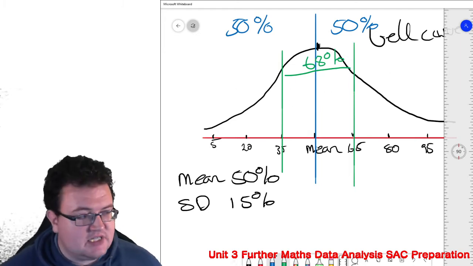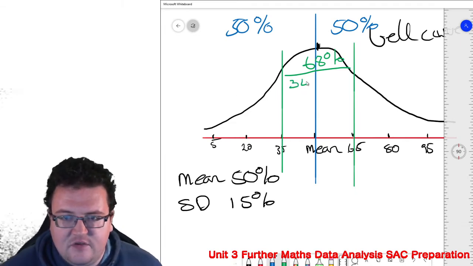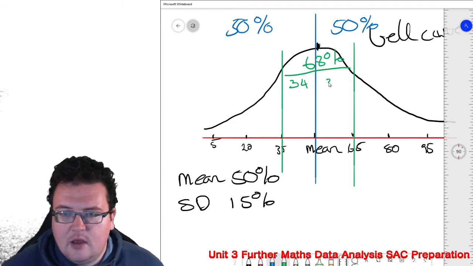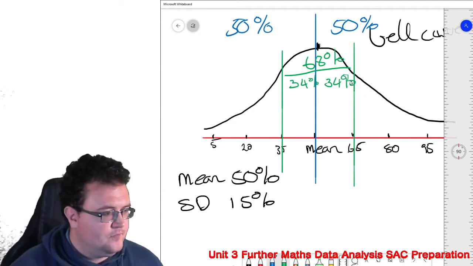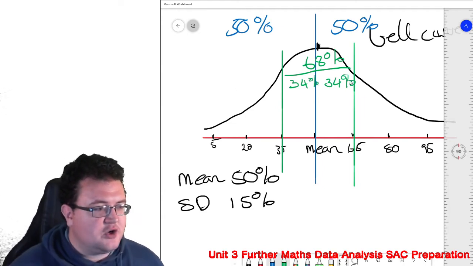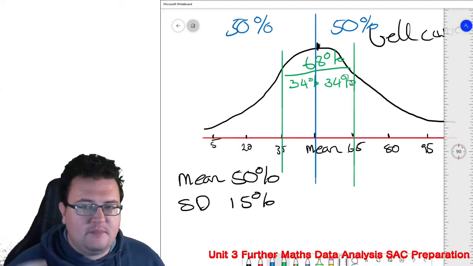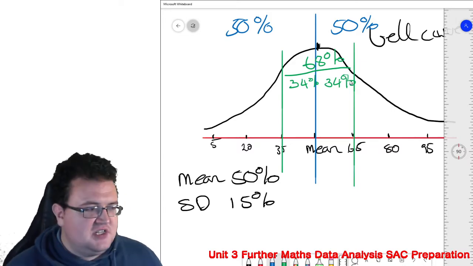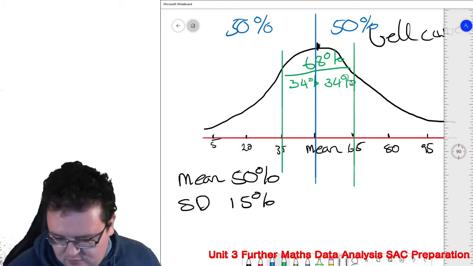Now, because this is symmetrical, this also tells me that this here is 34%. And this is also 34%. So it's 34 above and 34 below. So 34% of my data should be between the mean and one standard deviation above. Now this is an ideal world example of math scores, for example.